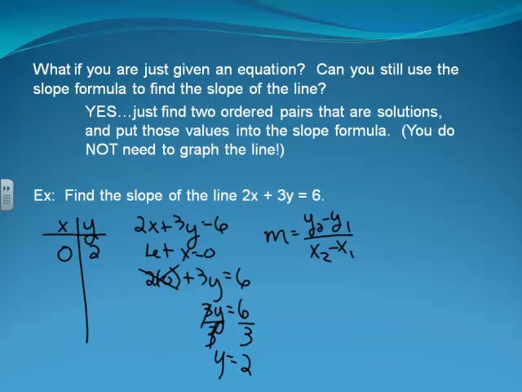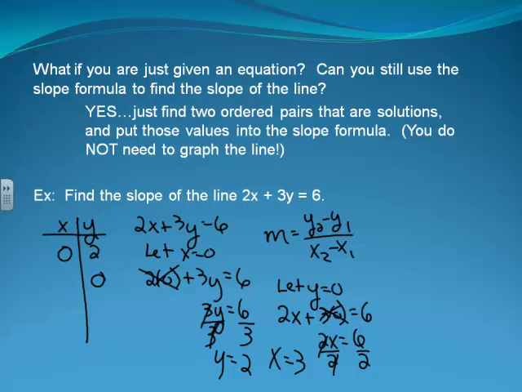So for my second point, I'm going to decide to let y be 0. Remember, you can choose anything you want to start with and just solve for the other variable, and that will be a point on the line. So if y is equal to 0, then this equation becomes 2x plus 3 times 0 equals 6. 3 times 0 is 0. So 2x is equal to 6. Or if I solve for x, divide by 2, x is equal to 3 when y is equal to 0.